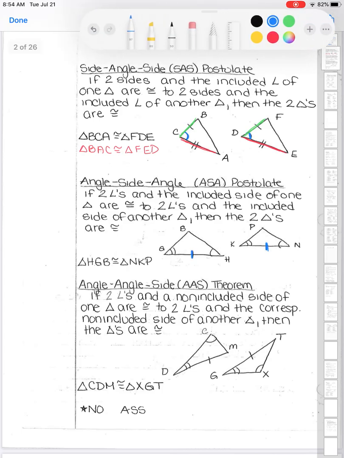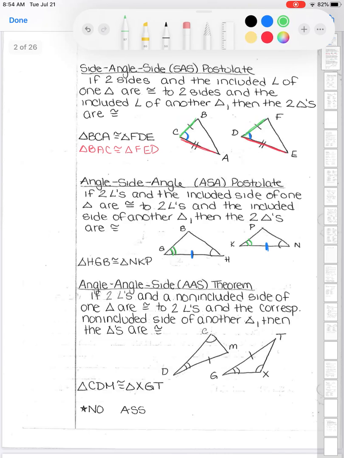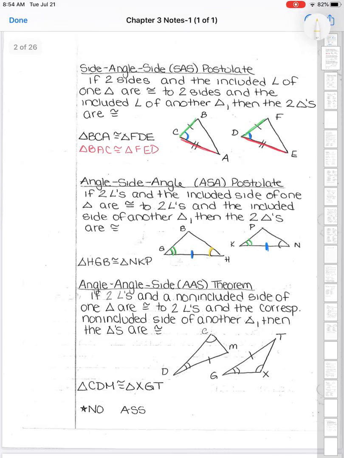The third type is angle side angle. So the side is in between the two angles, so that's ASA. That means that we have two angles and the included side of one triangle are congruent to two angles and the included side of another. Then the triangles are congruent. So again, the side is in between the two angles that are congruent.